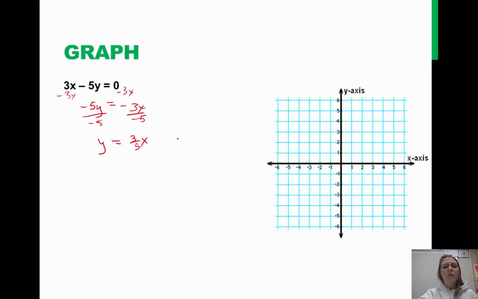Notice that I have no intercept here. I can say it's 0. So I'm going to start at 0. I'm going to rise 3, 1, 2, 3, run 5. 1, 2, 3, 4, 5. So here we have our 5. If I graph this, it should look something like that.